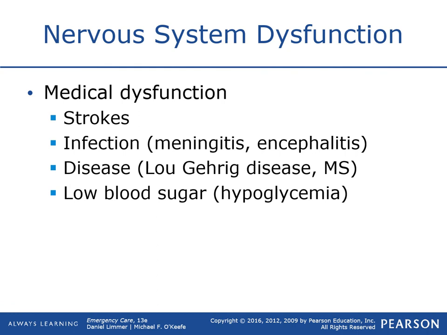And if you remember, glucose is the food for every single cell. So if you don't have glucose in your system, then you don't have the ability to make ATP. If you don't have the ability to make ATP, the cell can't function. So low blood sugar will affect the brain very quickly, because the brain takes up a lot of energy. A lot of your glucose goes up to your brain for the cells up there to function. So if you don't have the ability to make energy, they won't be able to function. So if you can't function, then you have dysfunction. And so that's why low blood sugar is a medical dysfunction of the nervous system.